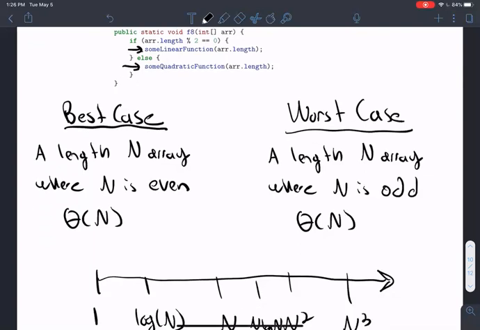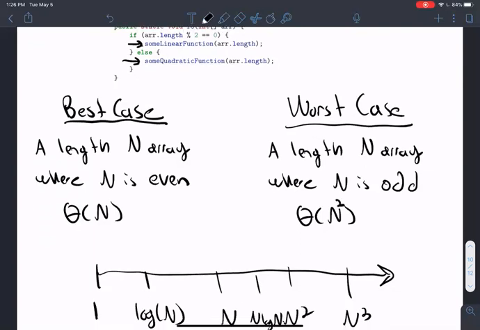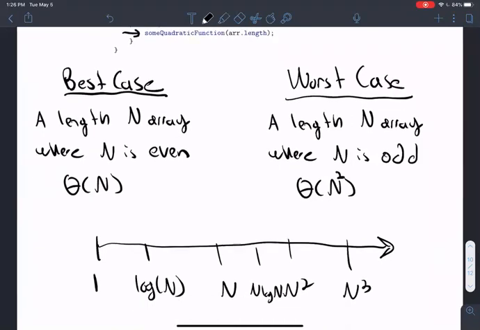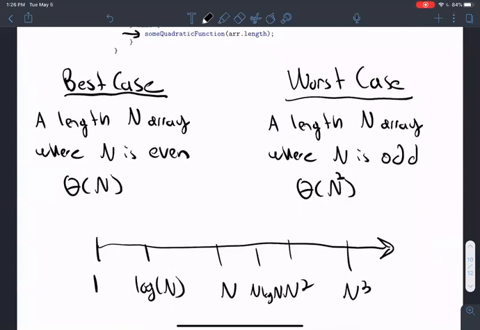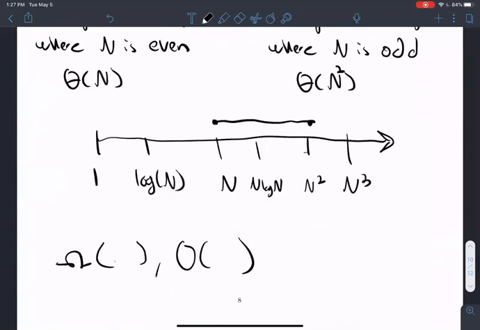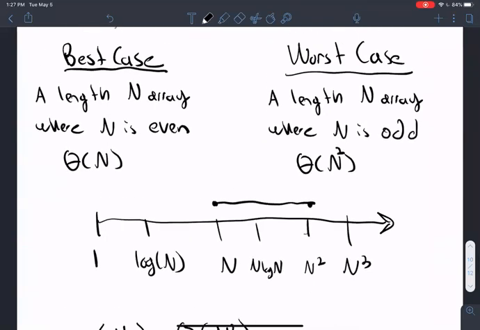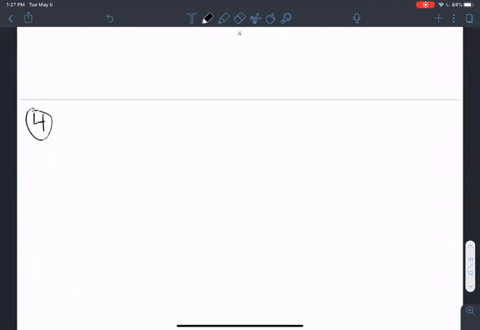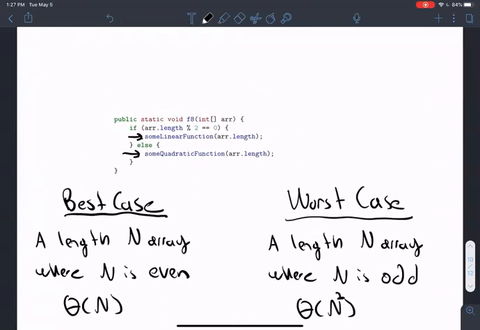There would be theta n squared for the quadratic. My bad, I forgot to change that. Okay, so now when we draw it on our number line, let me move this, it's kind of cluttered. We know it has an endpoint here and an endpoint there, but we can't quite pinpoint it precisely. So we can say it's omega of n and O of n squared. Okay, and those are all the ones I have for best case, worst case analysis.